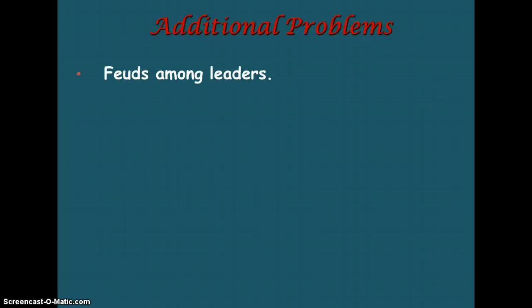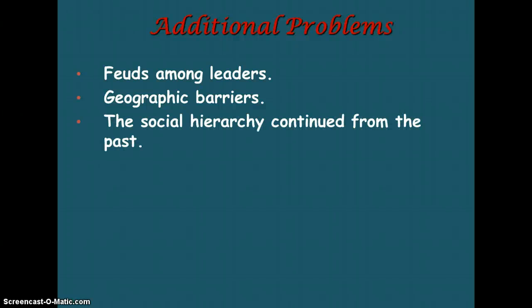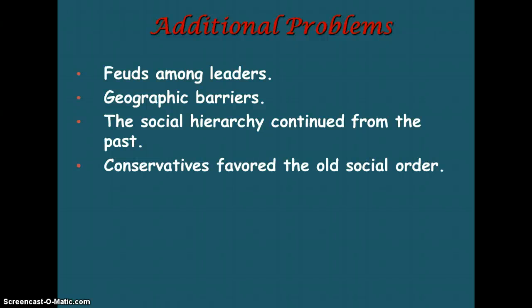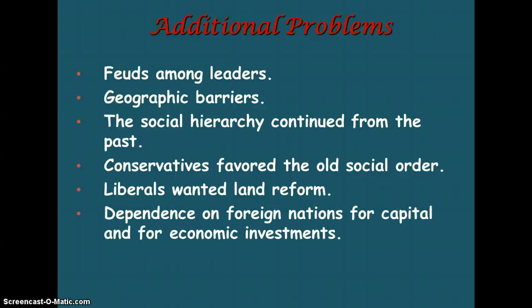There were feuds again among the leaders. You have the geographic barriers that I mentioned before. You have the social hierarchy that still exists, despite the fact that, of course, they wanted equality within the social classes. That definitely did not continue. They had the groups, the mestizos, the mulattoes, the Creoles had all the power at this point. Conservatives and liberals, you have the conservatives, of course, wanting the old social order, the hierarchy, and the liberals wanting land reform for the people so that they too can have rights of property.